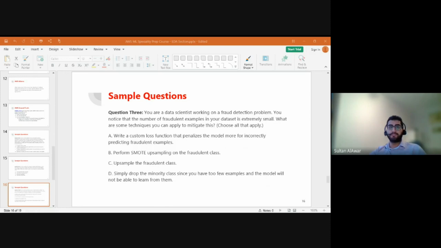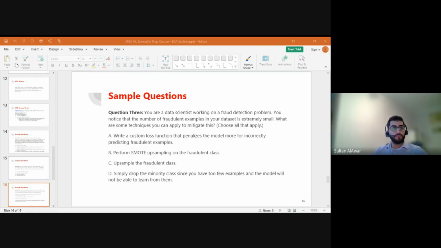And what are the techniques that you can apply to mitigate this? We did also cover that, so we could think of upsampling the minority class, which is the fraudulent class in this scenario. We could think of undersampling the majority class, which is the non-fraudulent class. We could use other techniques such as SMOTE to generate more synthetic attributes for the minority class, such as the fraudulent class, or we can play with the thresholds in order to help the model to identify fraudulent examples more easily.